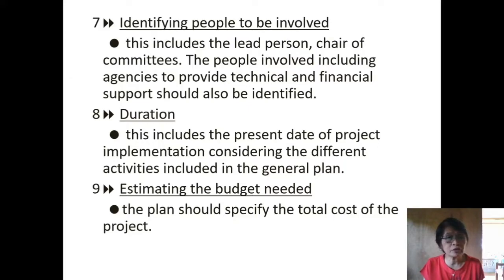If you're going to pay for the venue, whether in a hotel or in a restaurant, or in any training hall, the speaker, if you're going to pay the honorarium of the speaker, the transportation. There are many. The transportation of the participants, the transportation of the speaker, the certificates, which should be included in the supplies and materials, the training kit, the IMs or the IEC materials that you are going to give. So that should be included in estimating the budget.